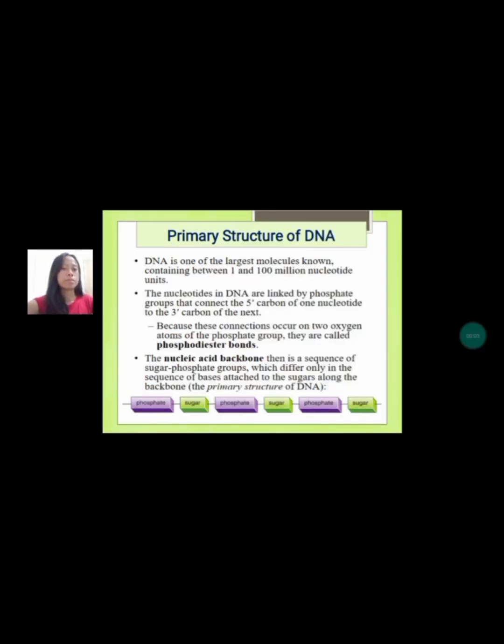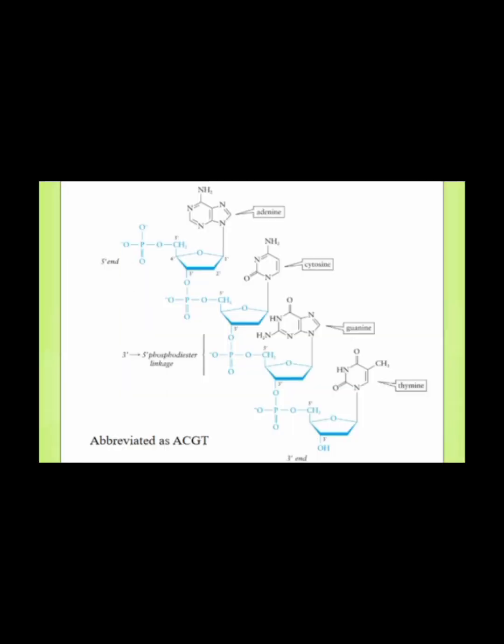The nucleic acid backbone then is a sequence of sugar phosphate groups, which differ only in the sequence of bases attached to the sugars along the backbone, or the primary structure of DNA. So below is the primary structure of DNA. This illustration shows the phosphodiester bonds. It consists of a nitrogenous base, a pentose sugar, and a phosphate group.